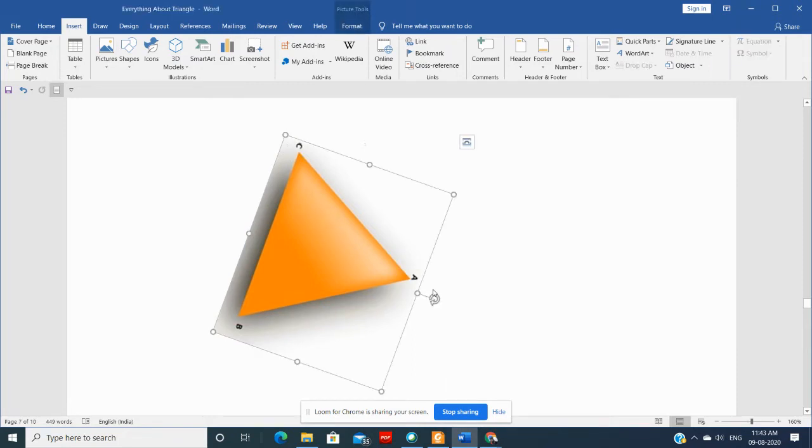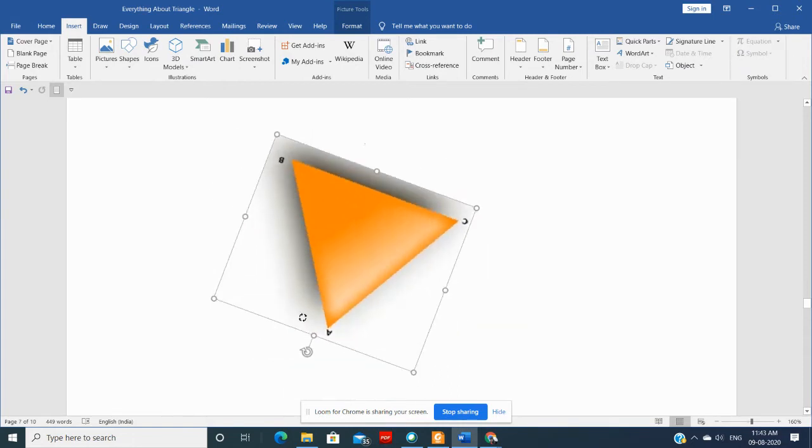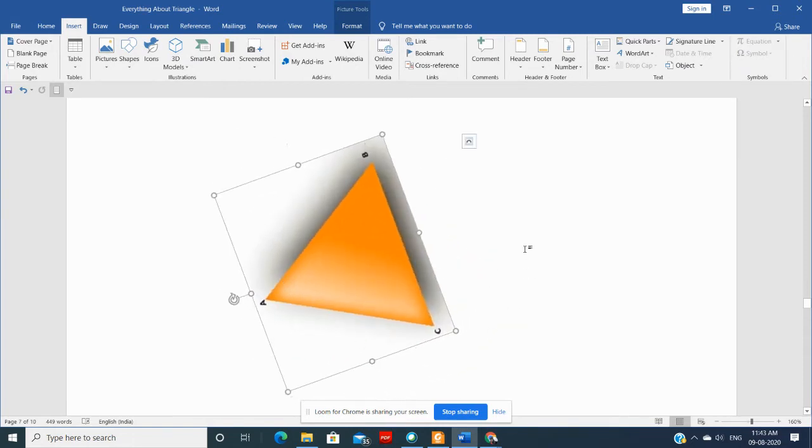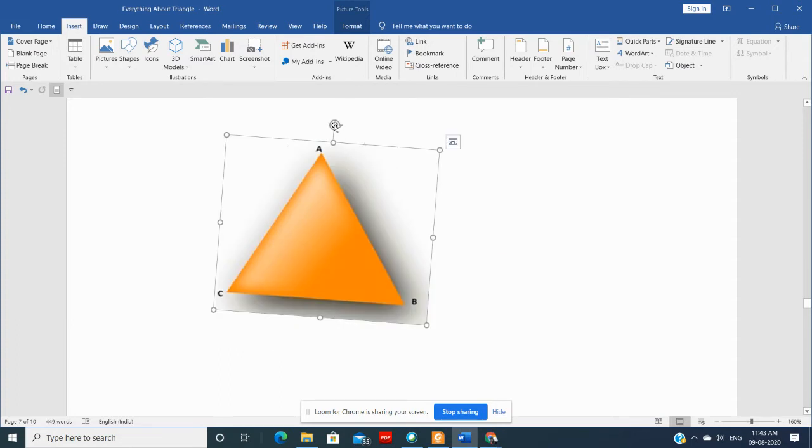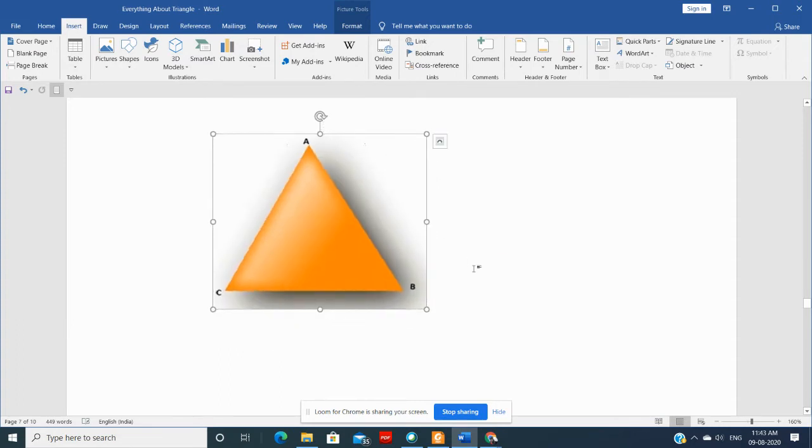Again, if I rotate this triangle like this, now look at the triangle. You can see that now the triangle is BAC. So from the point of B, if I say, then AC becomes the base of the triangle. So we can say that there can be three bases of a triangle because there are three vertices of a triangle.